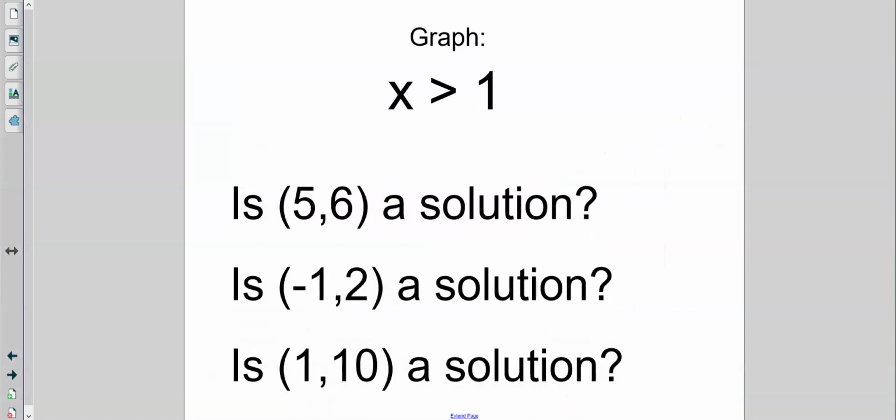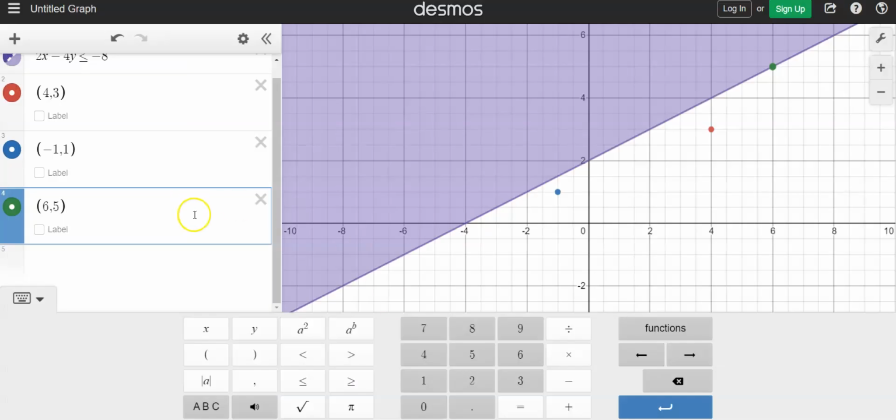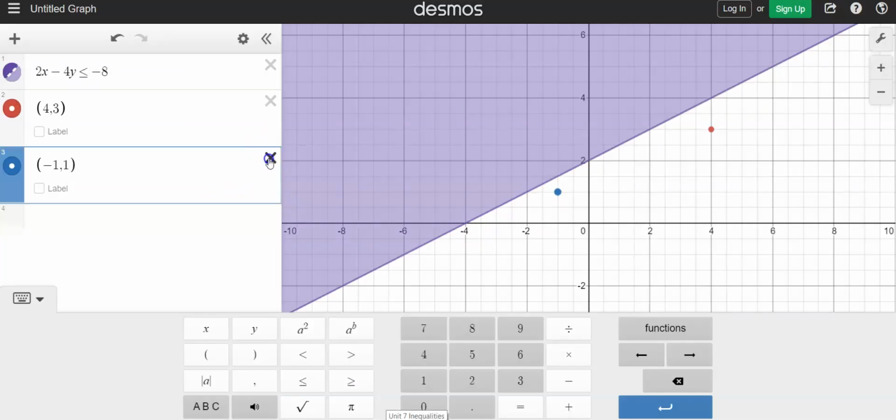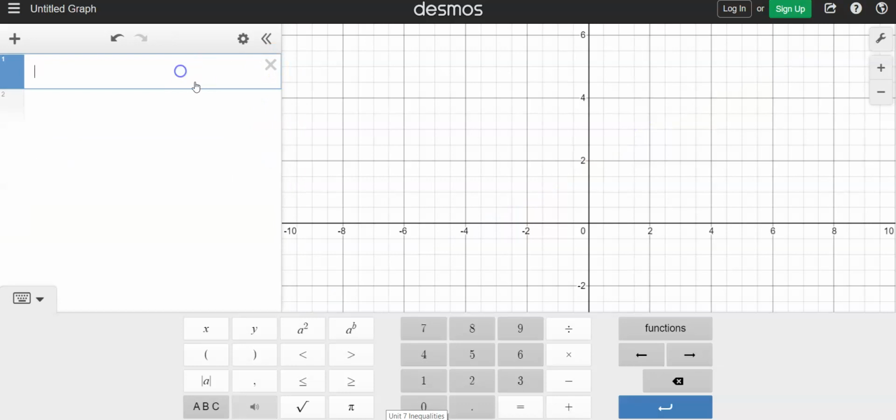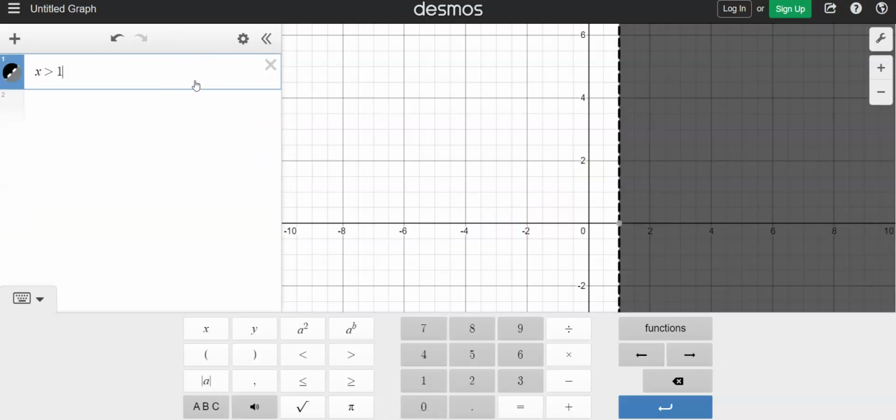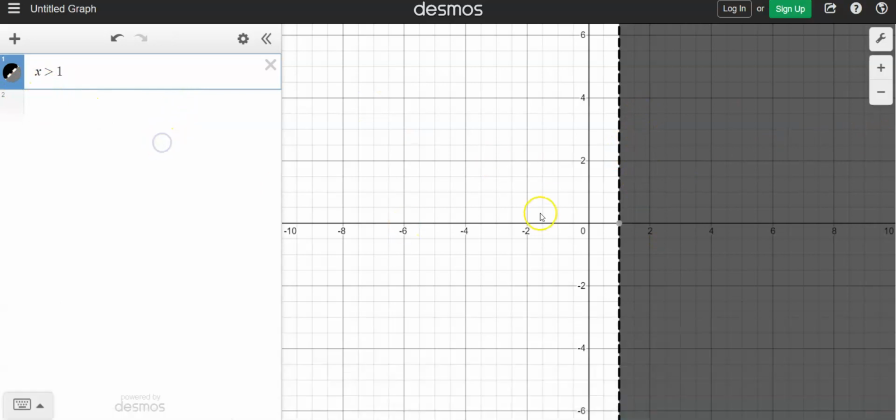All right, just a couple more. I want to show you what a one variable solution looks like when we type it into Desmos. And so this is just x is greater than 1. And so we're going to look at what does x greater than 1 look like. Now remember, a single variable is going to create a straight line in Desmos on the coordinate plane. And in this case, it is shading everything that is above x equals 1.